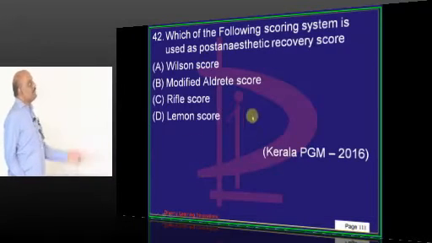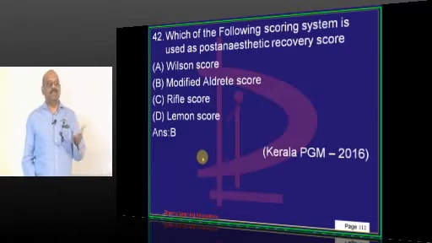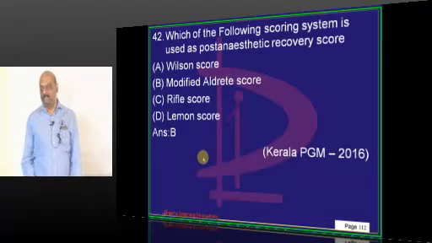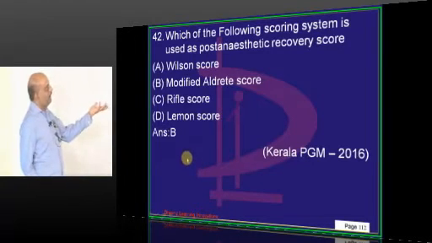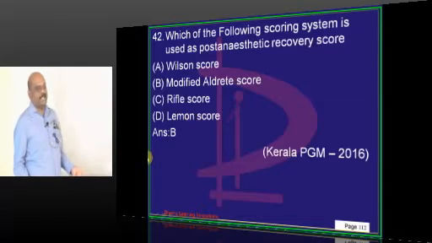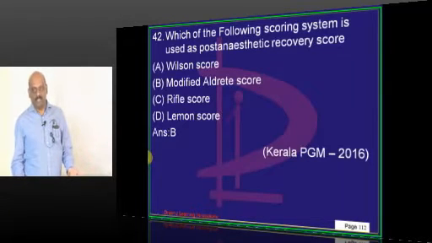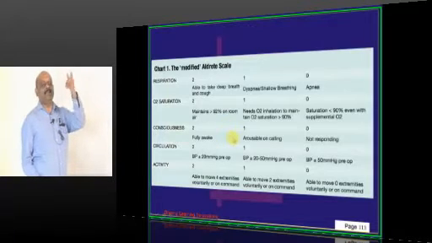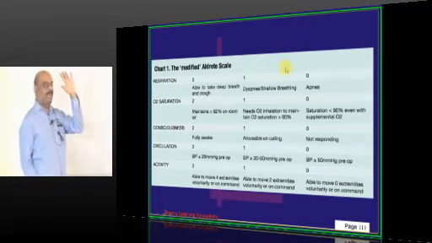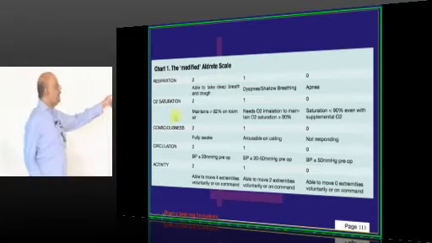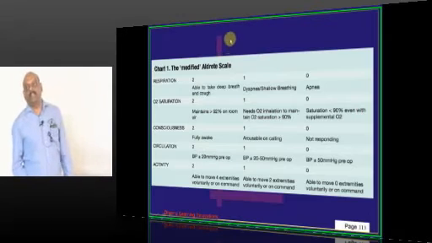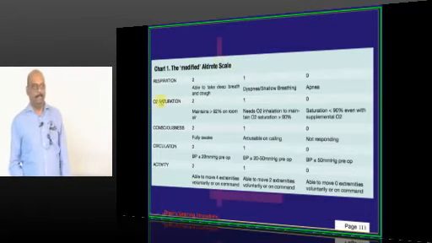Then, post anesthetic recovery score. Doctor, a score question is impossible. Last time also you saw, what is that entrance we discussed last week? Maharashtra state entrance. They also asked 3-4 scores. Rifle score, lemon score, Wilson score. Who knows all these scores? Who will know? So, put it in illogical. What is the illogical number now? 5. So, respiration, oxygen saturation, consciousness, circulation, activity. Based on all these things, the altered scale is the one which is basically decided.